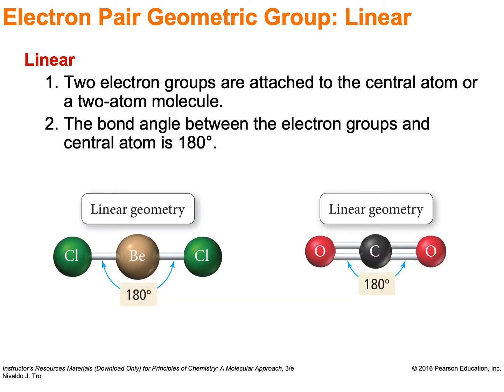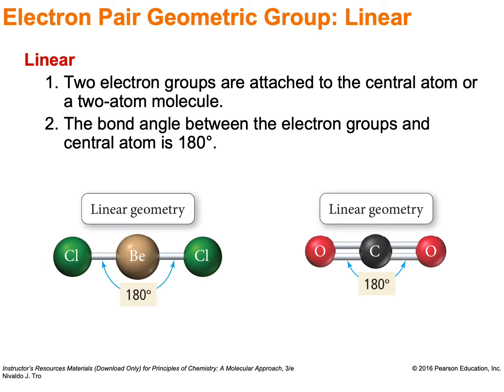So let's talk about the 5 different families, first beginning with the number 2, equal to the number of electron areas of density around the central atom. That's called a linear geometry. You have 2 electron groups attached to the central atom. The bond angles, as you can see in both examples, are 180 degrees. Let's look at these 2 molecules.